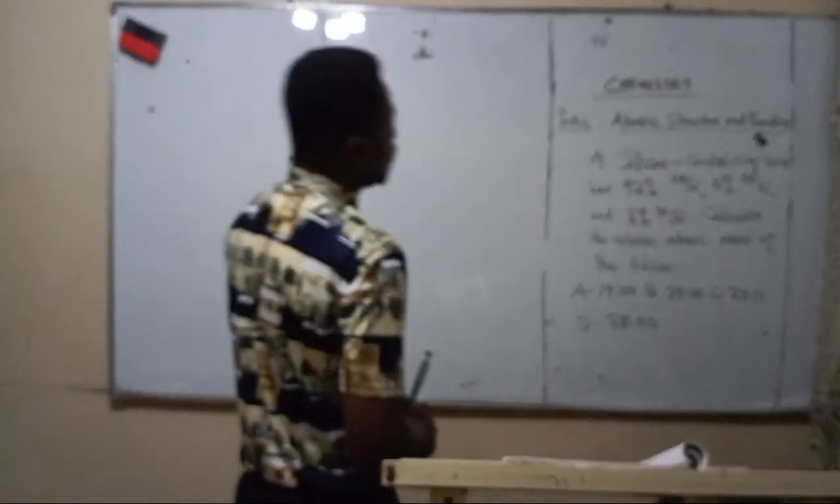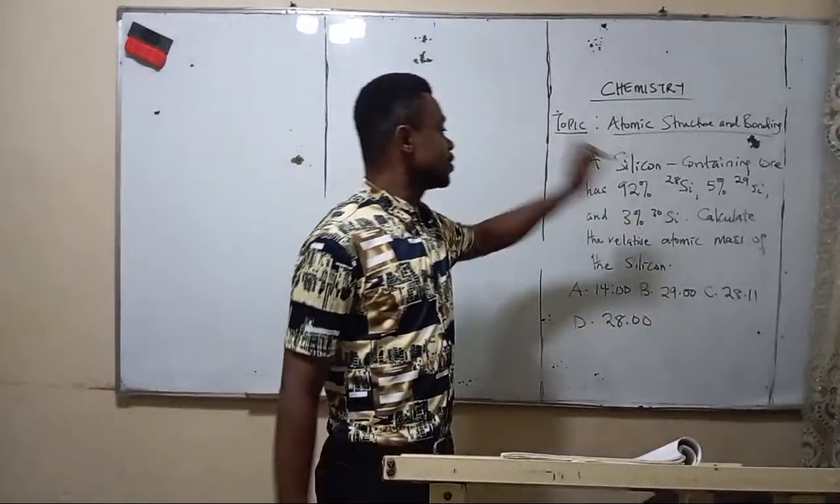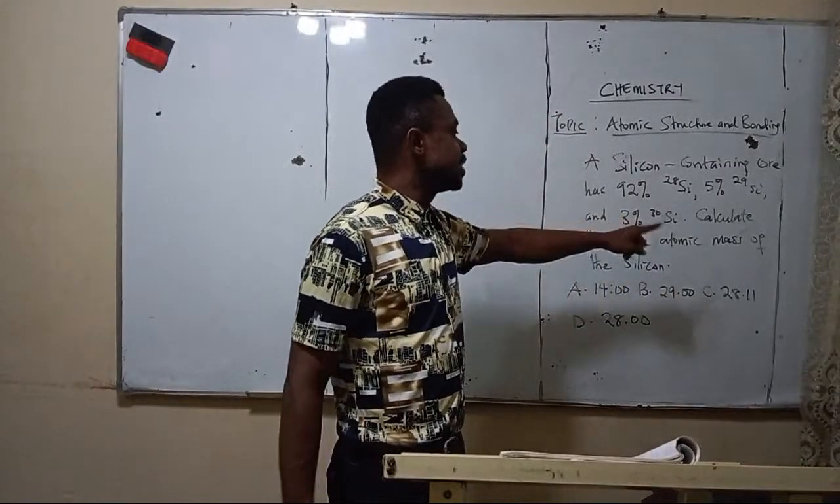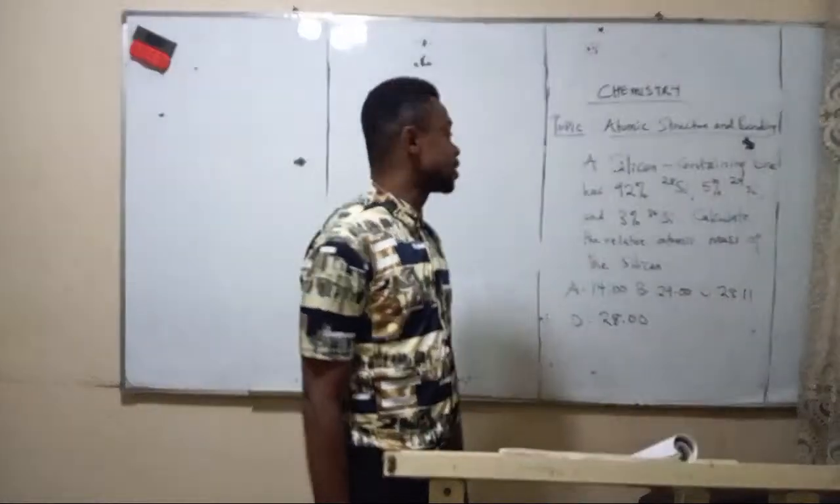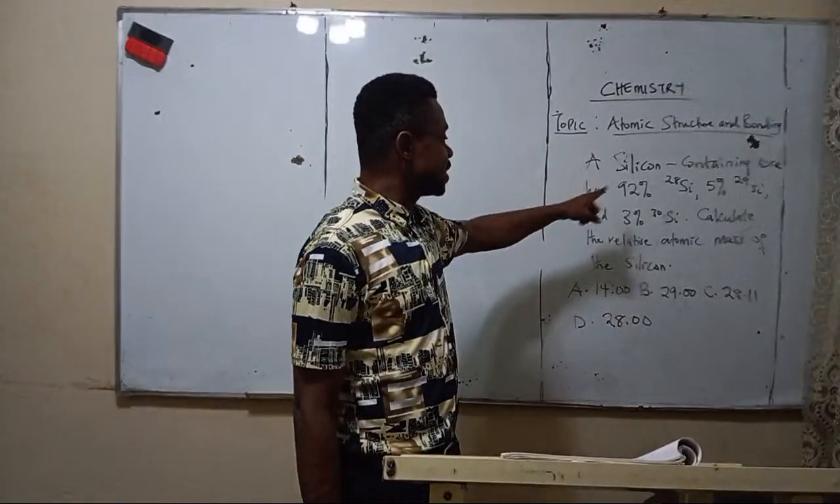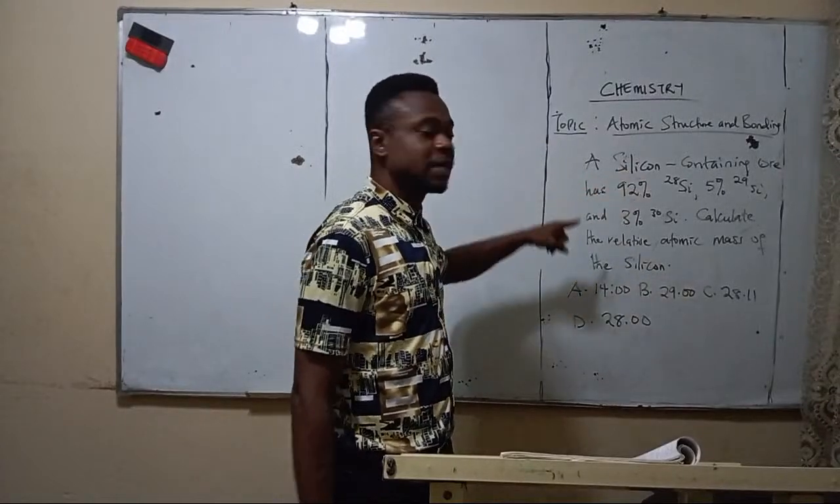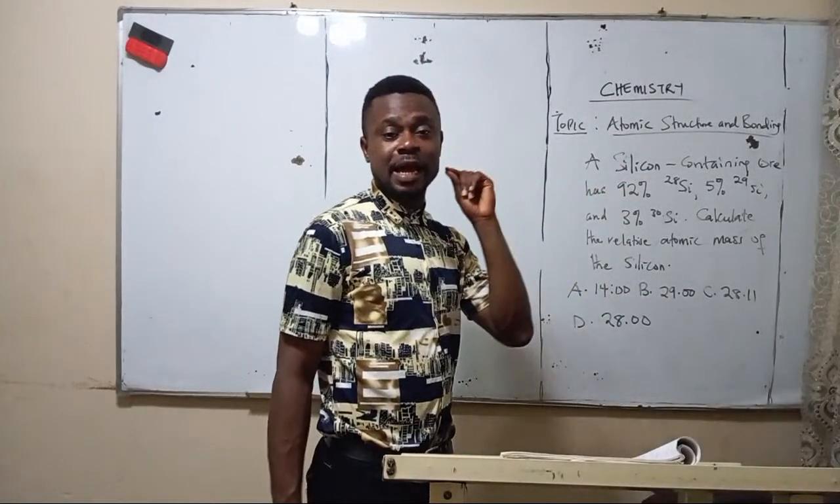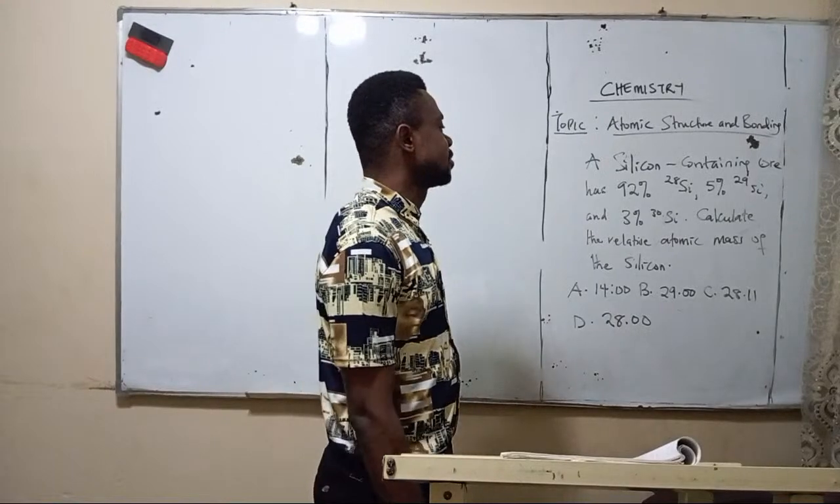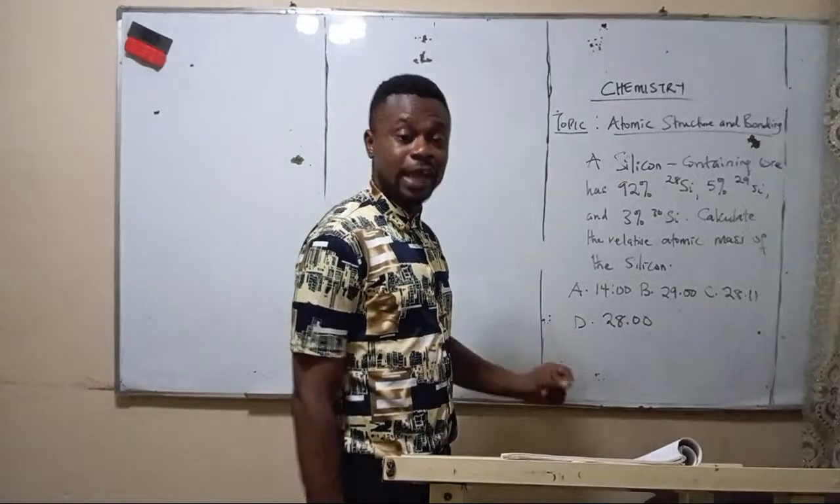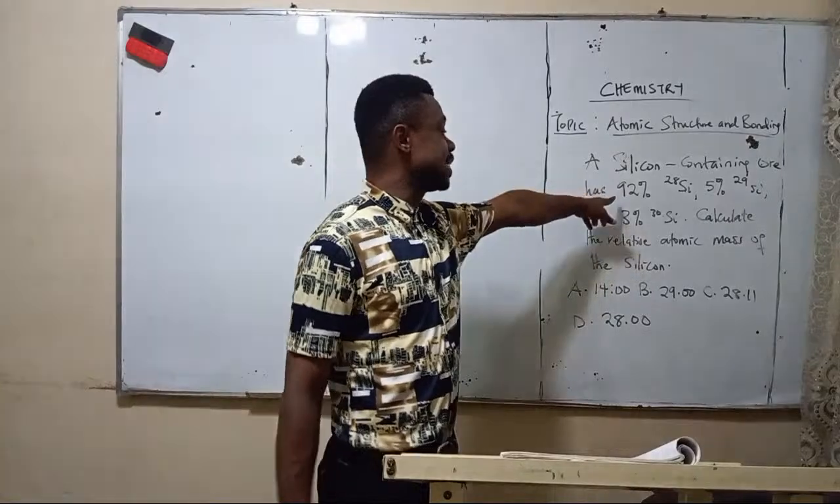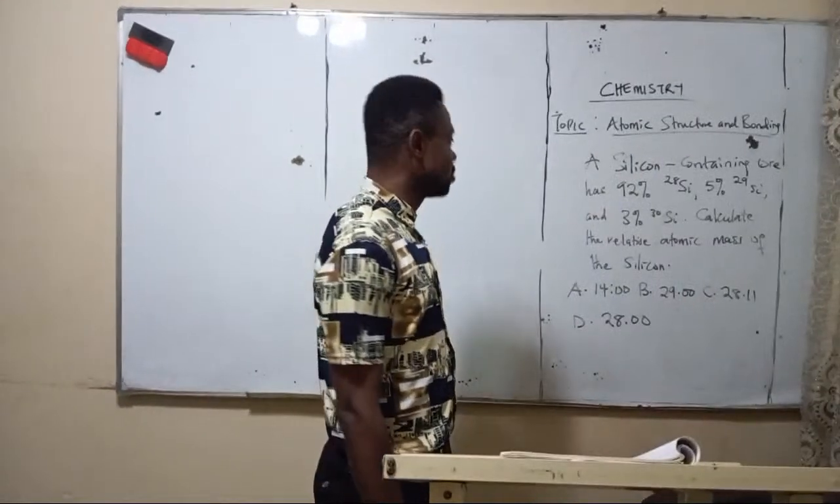Okay, so there are 3 isotopes here: silicon 28, 29, and 30. And this 92%, 5%, 3% respectively are their abundances. So the one that is most common is silicon 28, 92% silicon 28.